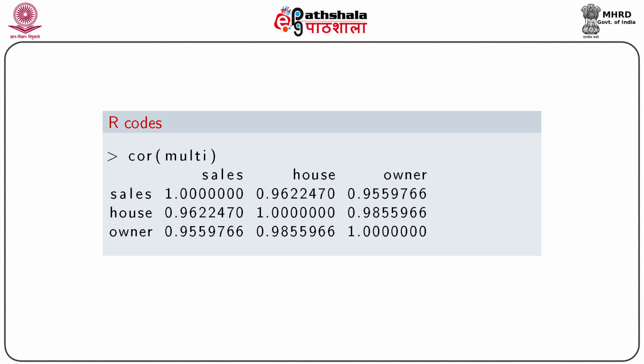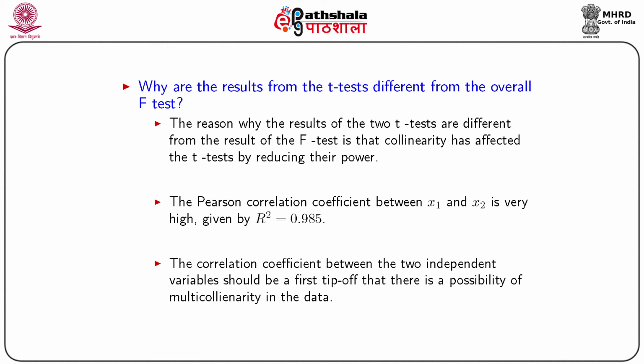In the first case, when both of them were taken together, we have seen that although overall fit is good, the two test statistics to test the significance of the two explanatory variables were insignificant. However, when we had taken them separately, we can see that both the variables have turned out to be significant. The reason why the results of the two test statistics are different from the result of the F test statistic is that collinearity has affected the t-tests by reducing their power.